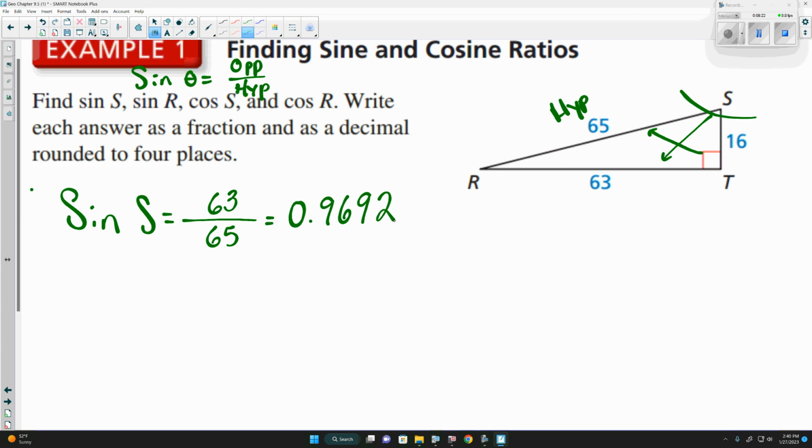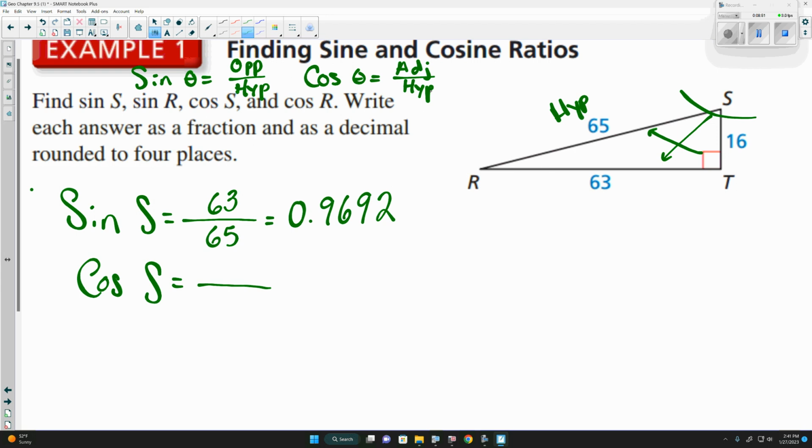If it asks for it. Yeah, since it asks for fraction and decimal rounded to 4 places, we have this here. Question on sine of S. Let's look at cosine of S. Cosine of a given angle theta is the adjacent side over the hypotenuse.